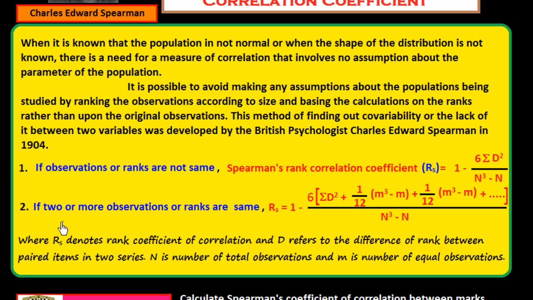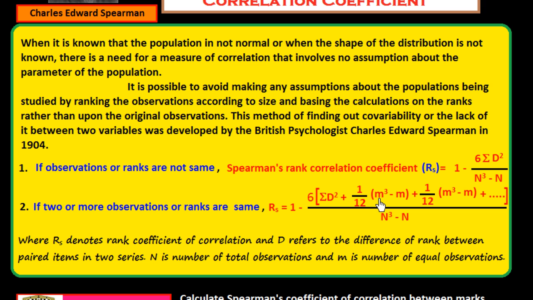In the second formula, if two or more observations or ranks are the same, then we use this formula. Rs is equal to 1 minus 6 into the summation of d square plus 1 by 12 of m cube minus m, plus 1 by 12 of m cube minus m, and so on. Here m is the number of equal observations. If we have two same observations, we put 2 cube minus 2. If somewhere in the same or the other series we have 3 observations which are the same, we write 3 cube minus 3. In this way we write up to the equal observations we have.